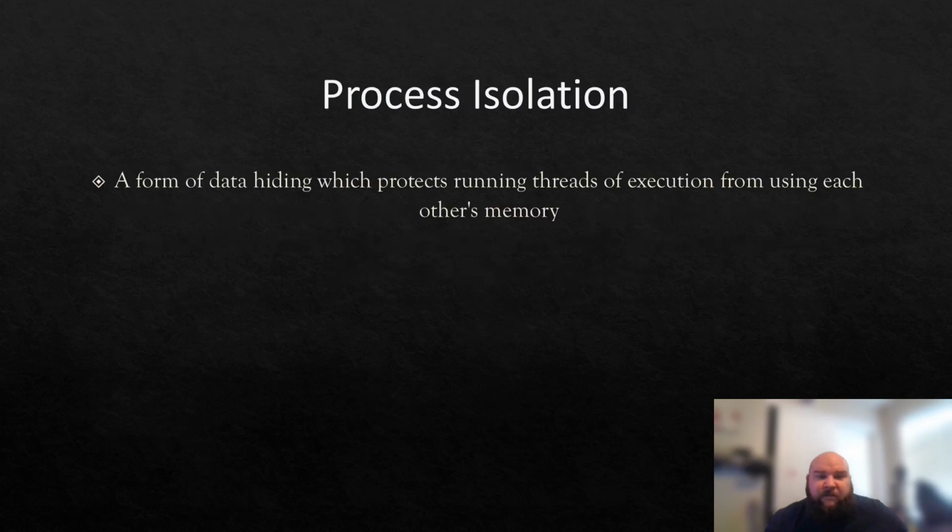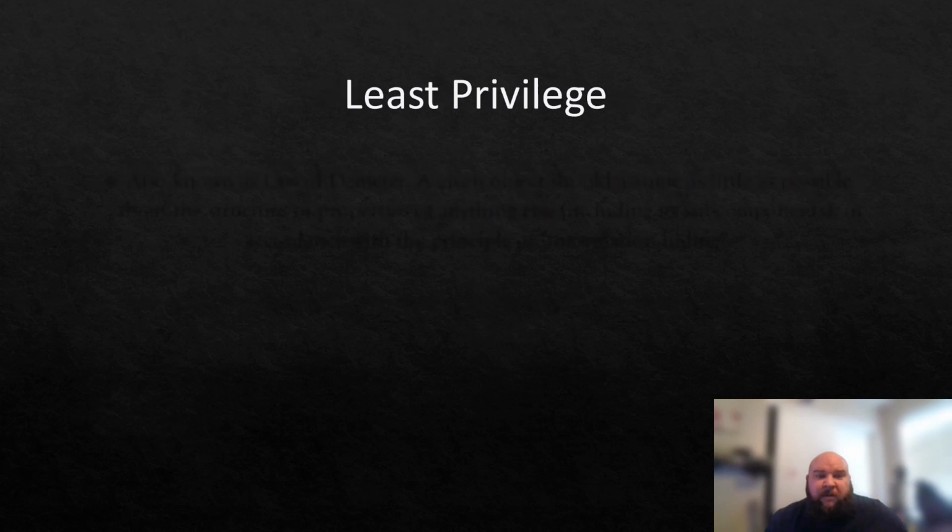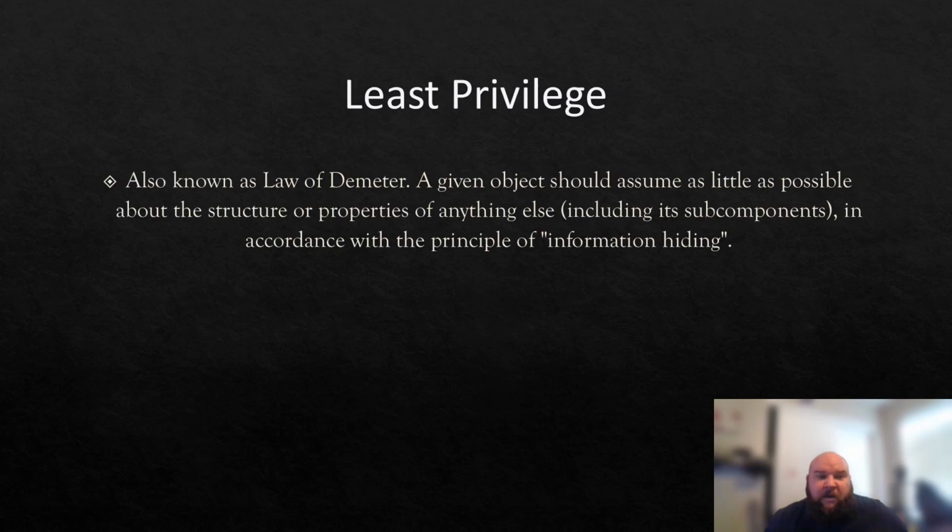Process isolation. A form of data protection which protects running threads of execution from using each other's memory. Least privilege, also known as the Law of Demeter. A given object should assume as little as possible about the structure and properties of anything else, including its subcomponents, in accordance with the principle of information hiding.